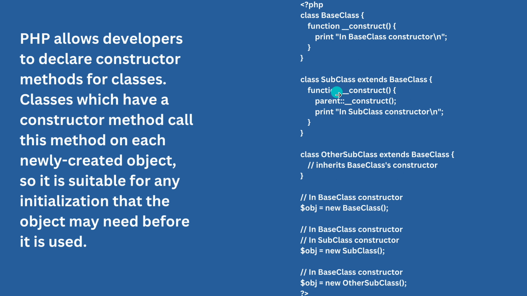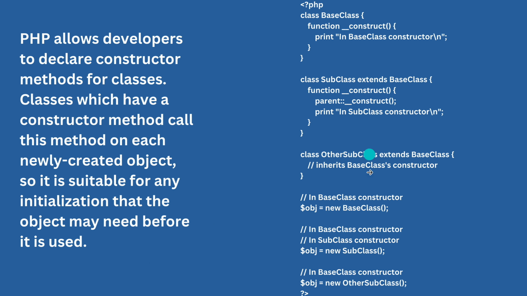It will call this function first, because this function is the constructor of SubClass. What will it do first? It will go to the constructor of the parent class. Then that will be printed first, then it will print the subclass constructor. So two lines will print.